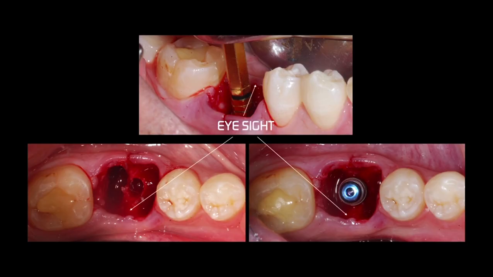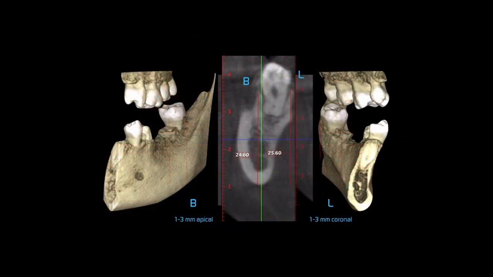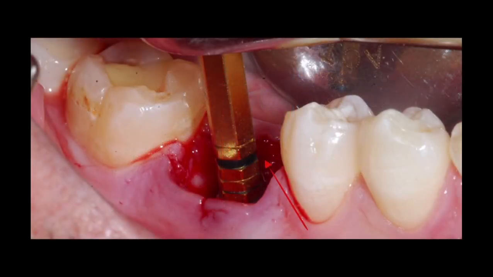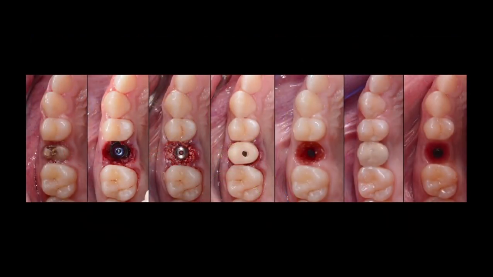But how deep will I place my implant? Our eye usually looks at the palatal wall, but the truth is that usually the palatal wall, or lingual wall, is 1 to 3 millimeters coronal. So whenever we're placing the implant, it's very important not to take into account that lingual or palatal wall in order to measure the appropriate apical and vertical position of our implant. We need to look at the buccal wall, and we're going to place our implant between 1 and 2 millimeters below that buccal wall. So that's what we did.